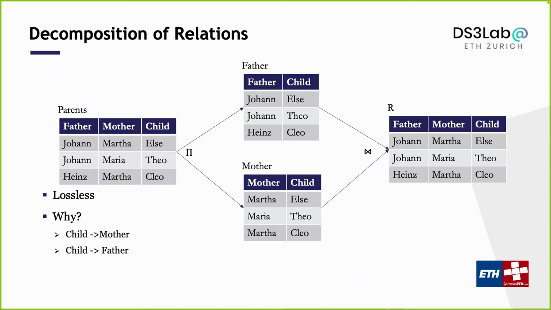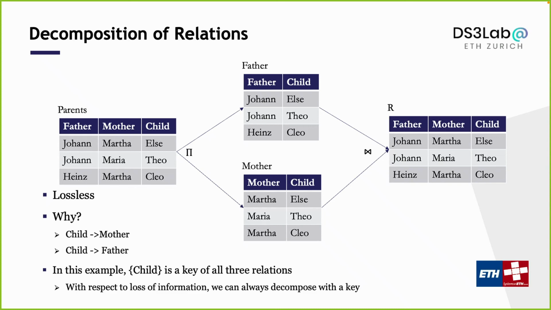Okay? Again, you also have this other functional dependency holding. You only need one of these to hold for the decomposition to be lossless. But in this example, you have both hold. So that is actually why it's interesting. And in this decomposition, child will be the key for all these relations.